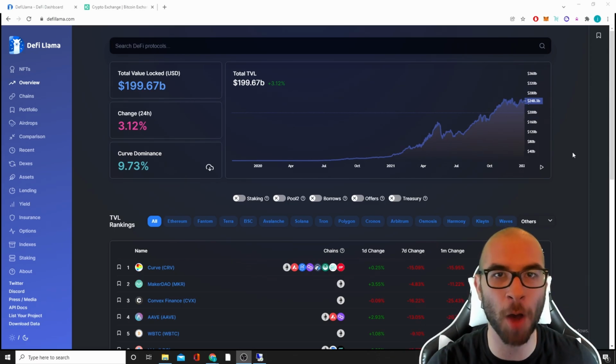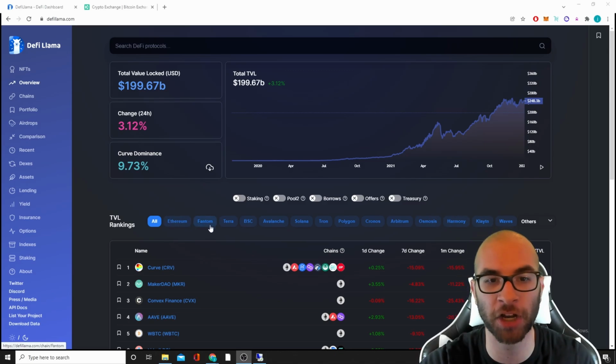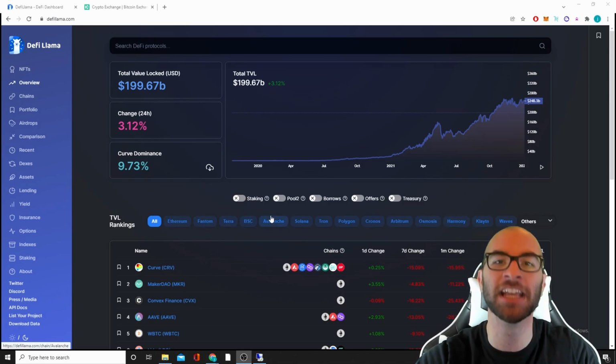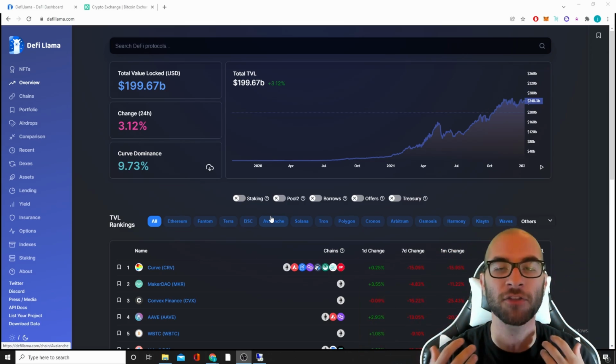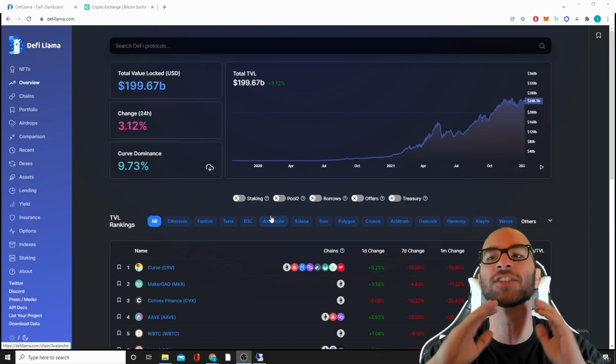The coolest thing about DeFi Llama is that it tracks every single blockchain there is. It doesn't just track Ethereum, it tracks Fantom, Terra, BSC. It literally tracks every single one. And whenever a new project is added, they pretty much add it almost instantly on here. I mean, this tool is just insane.